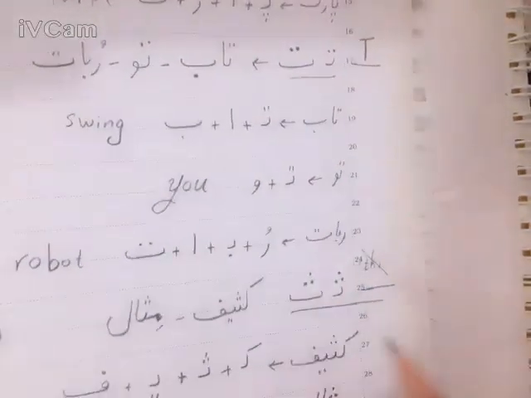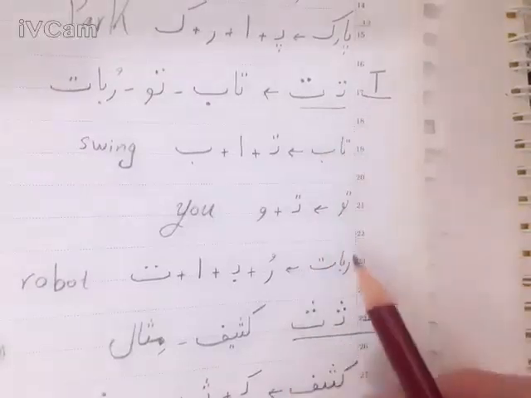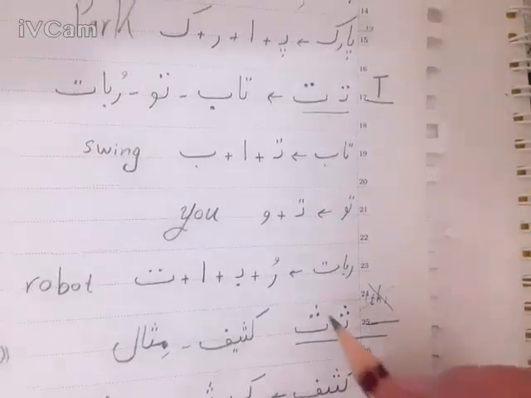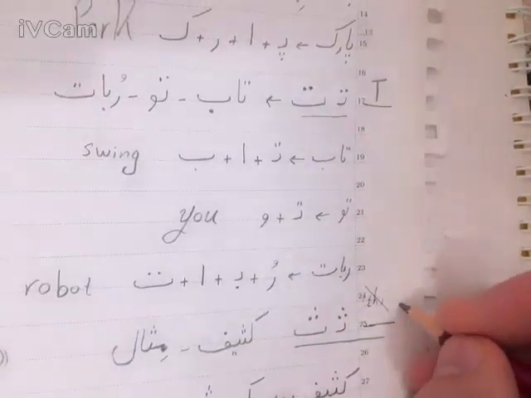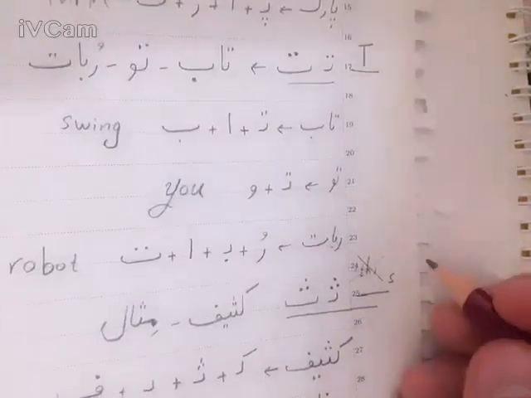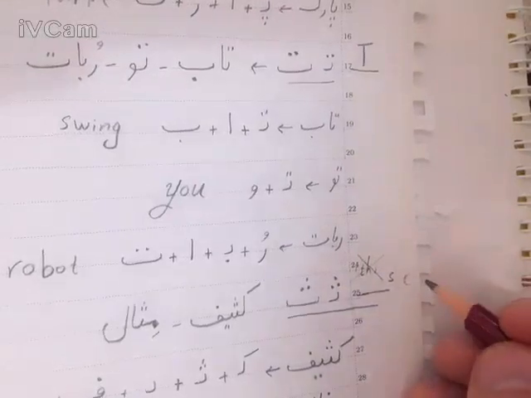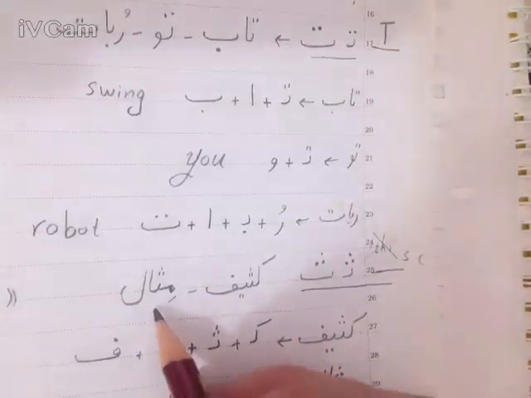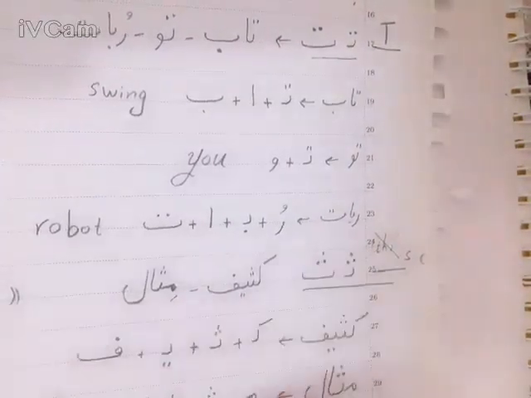And we have this letter here that looks like te, but it has another dot. That would be se, right? This is the se sound. And yeah, like kasif, which is dirty, and mesal, which would be example, and it has Arabic roots. Right, let's go to the next page.